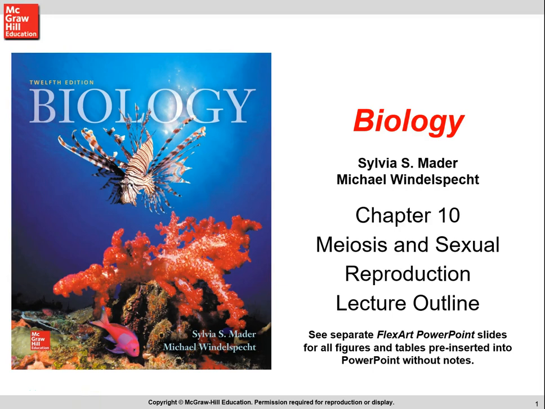Hi everyone, this is our lecture on chapter 10, which is meiosis and sexual reproduction. So in the last chapter, chapter 9, we talked about mitosis, which is just cell division of your somatic cells. In mitosis, you produce two identical daughter cells, right?